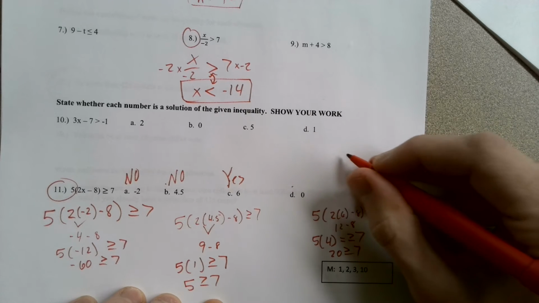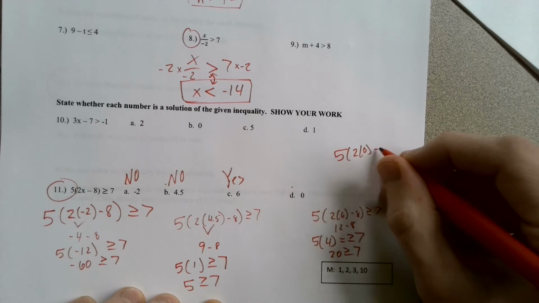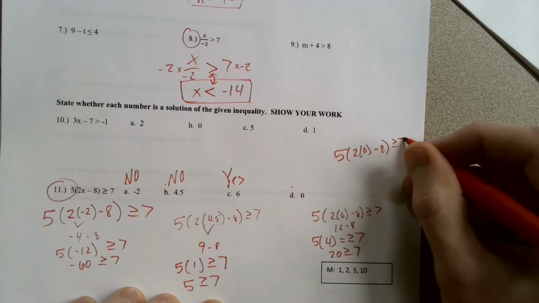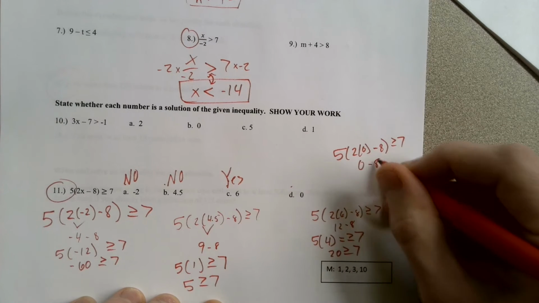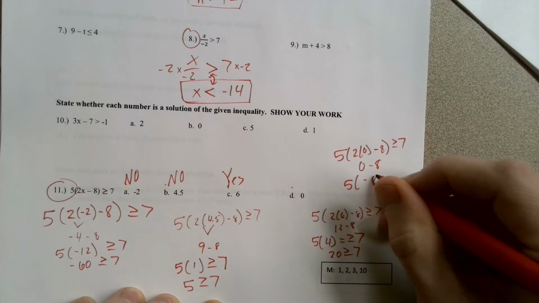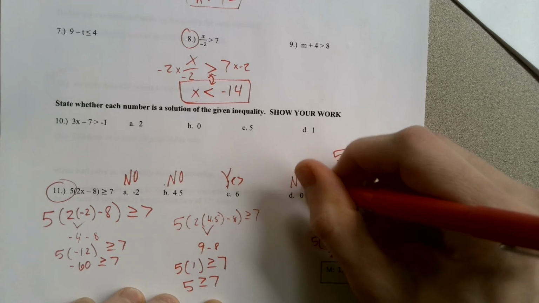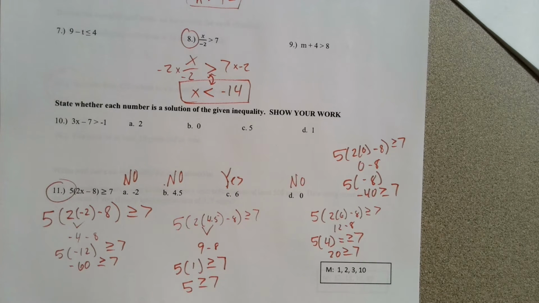And our last one, 0, we're going to plug that one in. I'm just plugging these all in for x, notice. And I'm following my PEMDAS rules. That's going to be 0 minus 8. It's going to be 8. That's going to be negative 40, greater than or equal to 7. That is also a no. So I plugged all those in, saw if they worked, saw if they made sense, and you'll get yes or no answers for all of those.